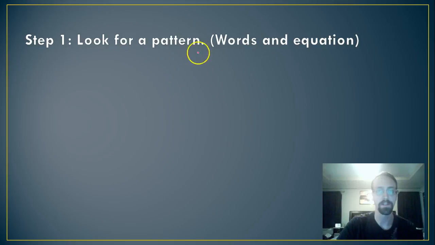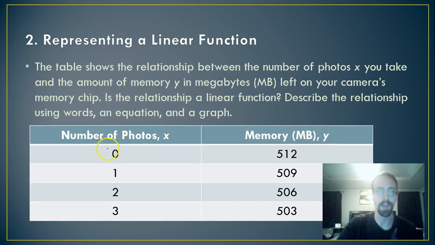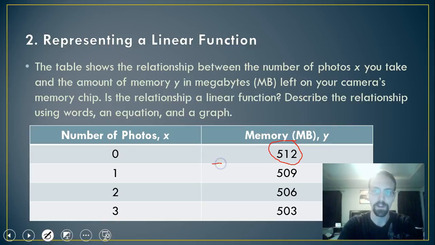It says look for a pattern, words, and equation. So let's write some of the things we did. First we need to find when x is 0. It gave it to us: when x is 0, y is 512. How do I get from 512 to 509? Exactly, I subtract 3 every time. Minus 3, minus 3, minus 3. That's my pattern, that's my rate of change.